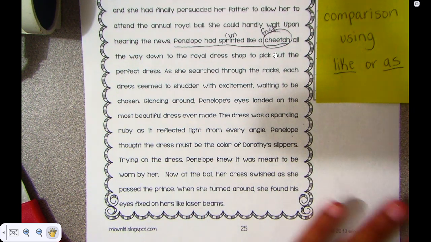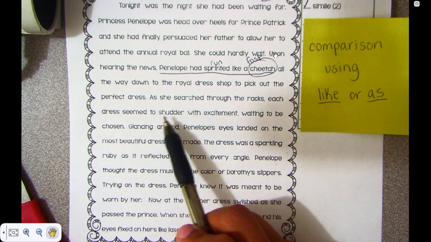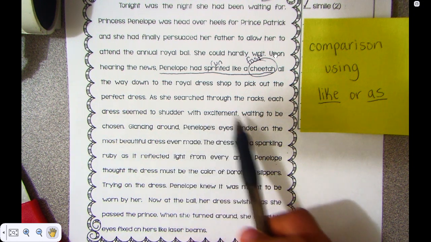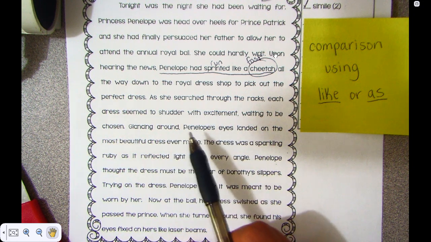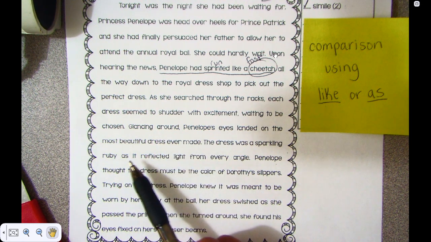So now I've got one simile. So I could put one check, but I gotta find one more. So I'm going to keep skimming and scanning. And I want to see, do I see any of the words like or as? And then I'll have to reread to make sure that I actually have a simile. Oh, I see as here.